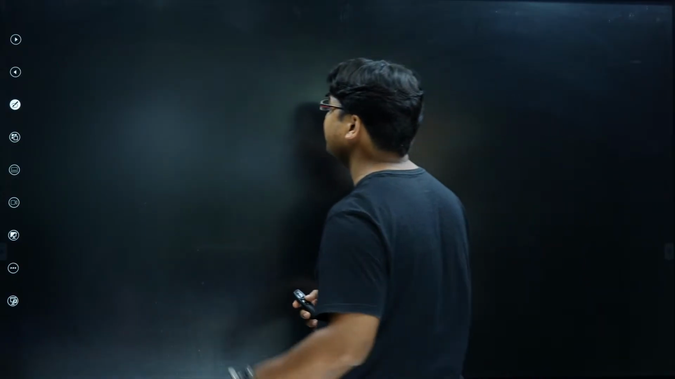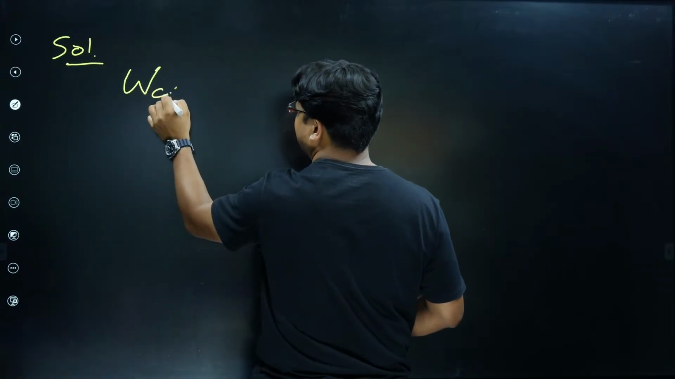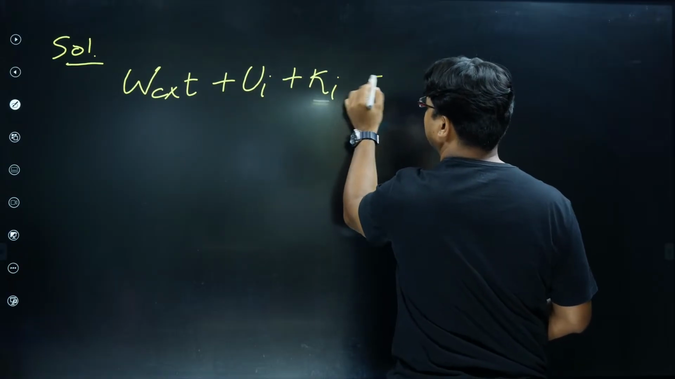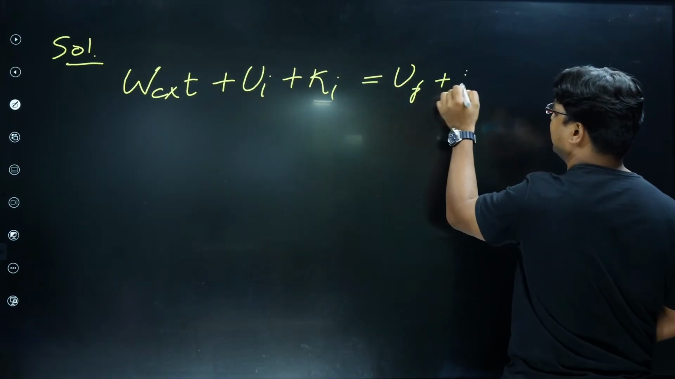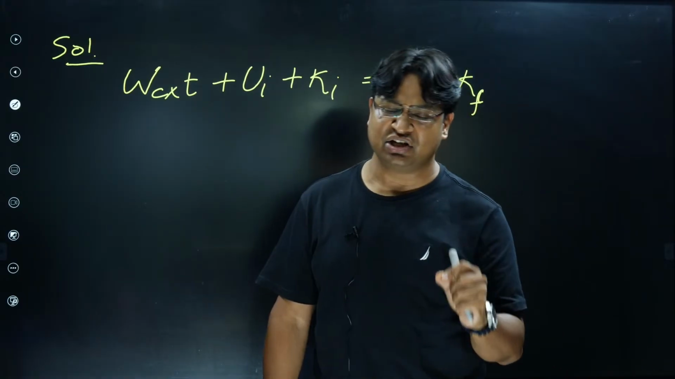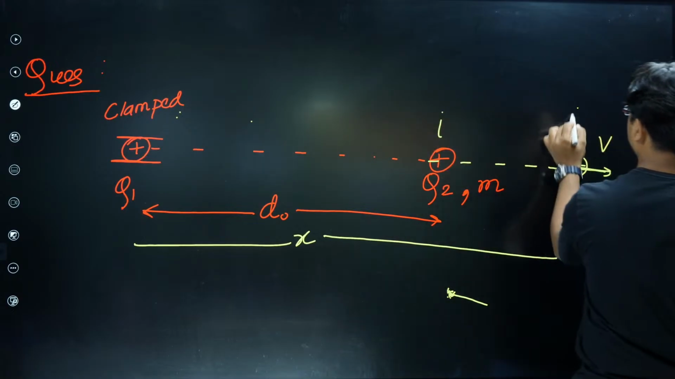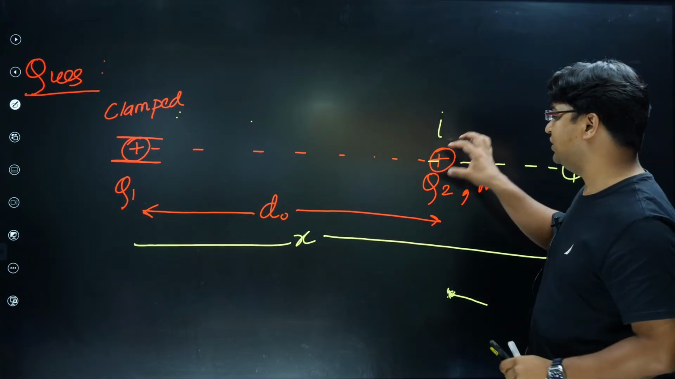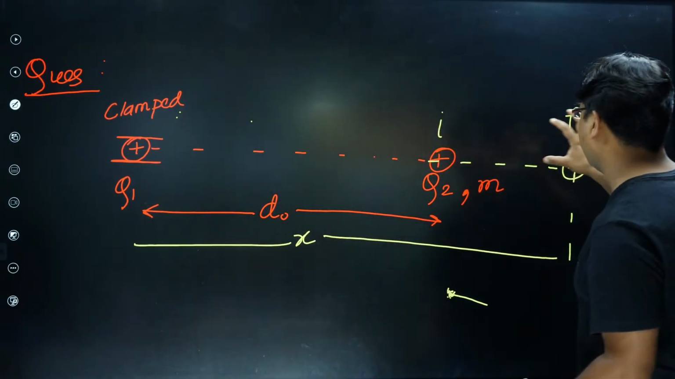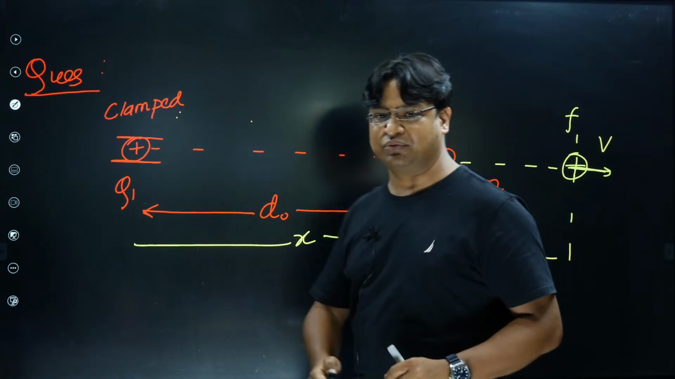So let's use it. Work energy theorem states that external work plus U initial plus K initial is equal to U final plus K final, right? Whenever we use this equation, we have to first identify an initial moment and a final moment. Here we can choose this as the initial moment and this as the final moment. Initially we released the particle, it was at rest, and then it started traveling, and as it has traveled some distance, it acquired a speed of v. So let that position be the final position.